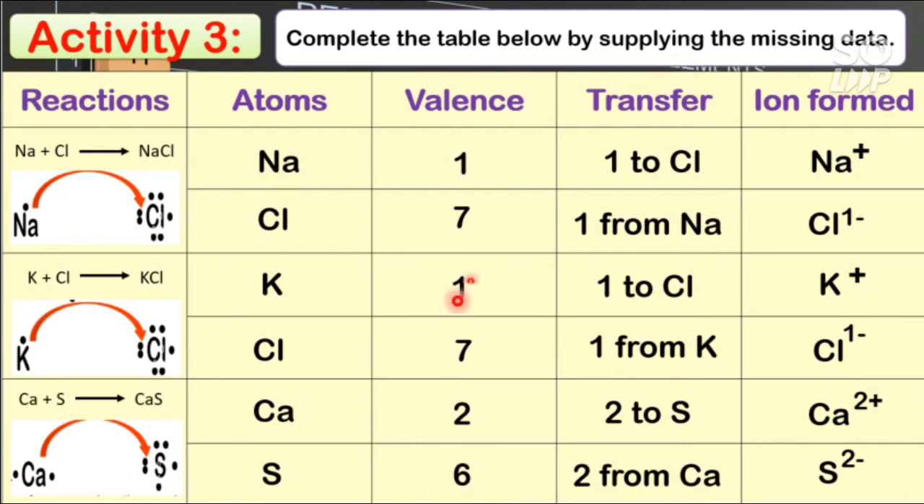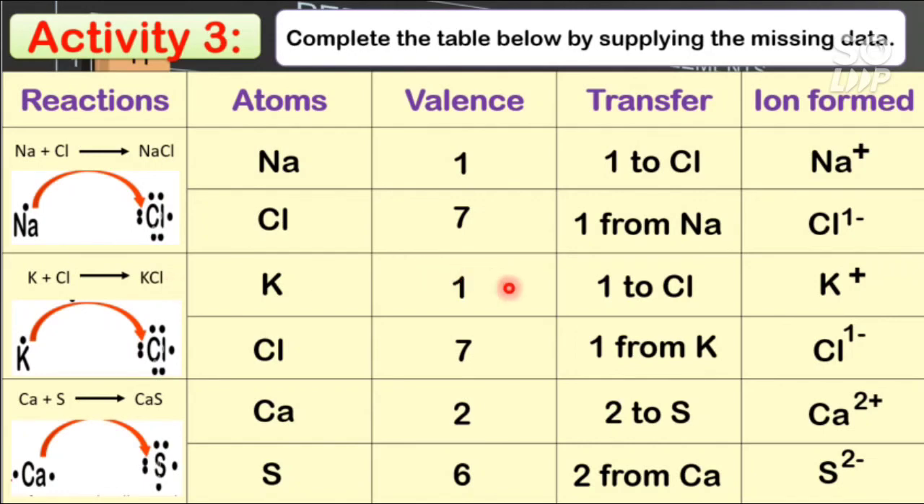Okay, so basically all you have to do is follow the format that I gave you. So atoms, this pertains to the elements involved in the reaction. The valence, you already know how to do that. That is to locate first what group number it is. And then the valence will also determine how many dots are present in the element. And in the transfer, just look at the diagram. So looking at the diagram, it always starts from metal to non-metal.